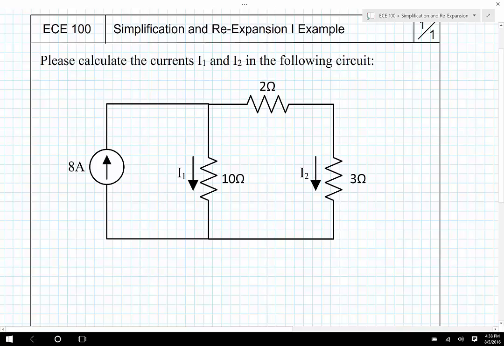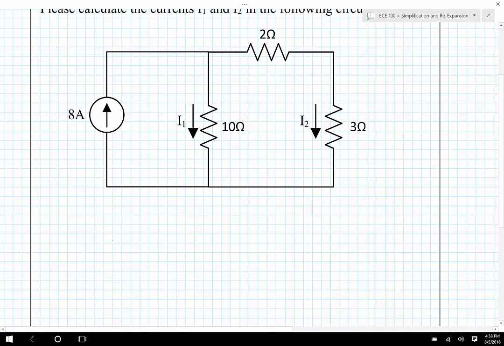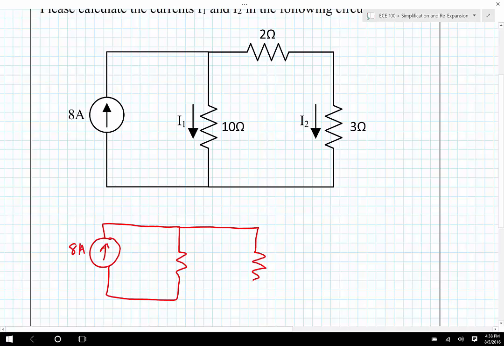What you can see here is that the 2 ohm resistor and the 3 ohm resistor are in series with one another. So I can go ahead and combine those two in series. I'll end up with a circuit that looks a little bit like this. So I have the 8 amp source here, and then it's going to have a resistor, and then there'll be a second resistor in parallel. And the second resistor is the combination of the 2 ohm resistor and the 3 ohm resistor. When you combine those two in series, you simply add their resistances and you get 5 ohms.